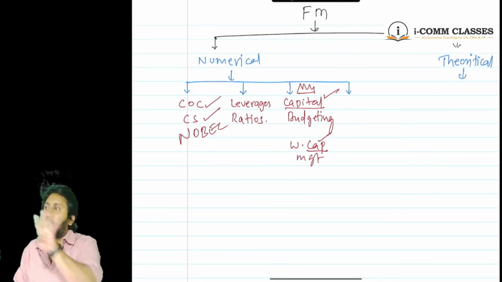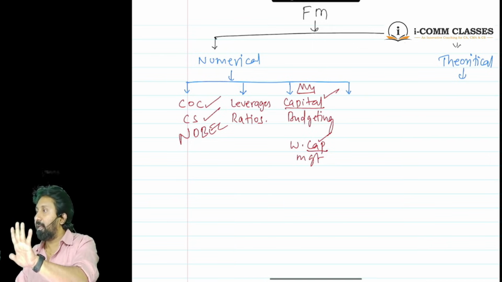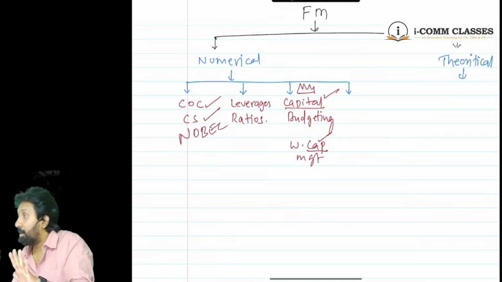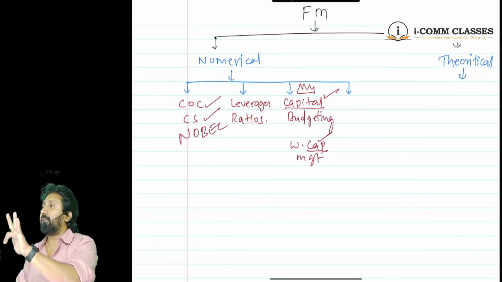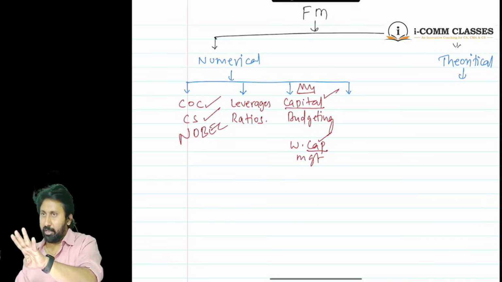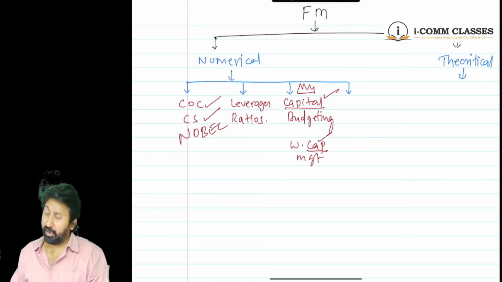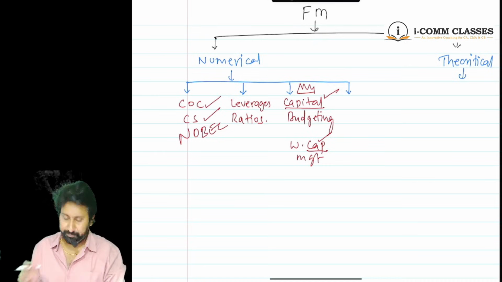There are 4 theories: net income, net operating income, Modigliani-Miller, and the traditional approach. 4 approaches are there, and it came in the exam 4 times. Very, very important chapter.